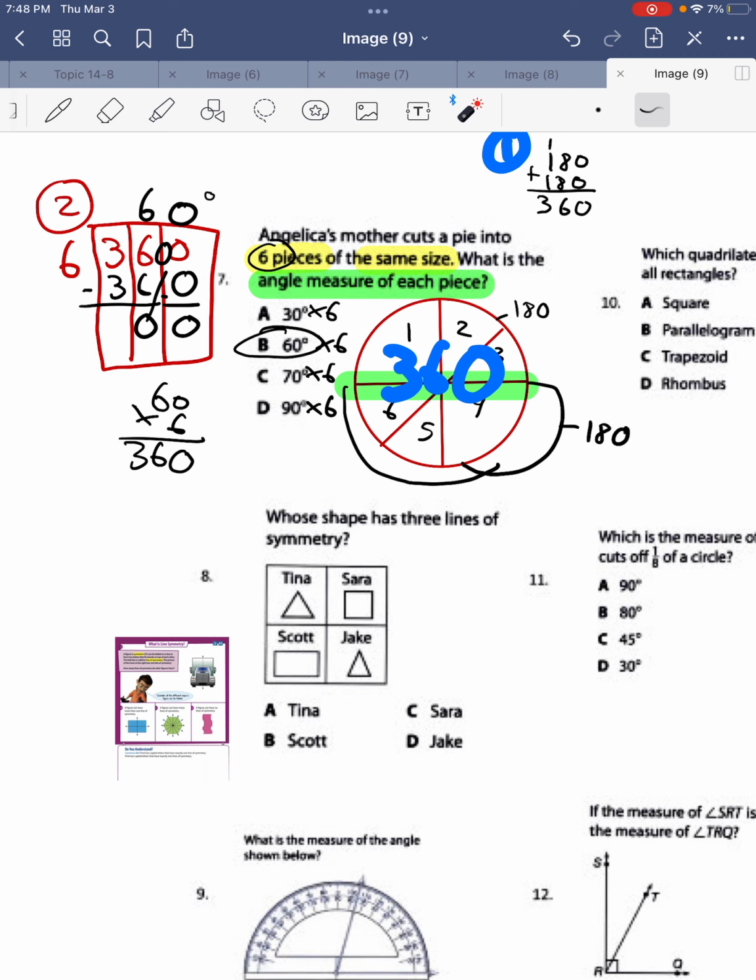The important thing to know about this problem is that half a circle measures 180 degrees. So that means the other half is also 180. And if you add those together, you get 360. So that means the whole circle measures 360.